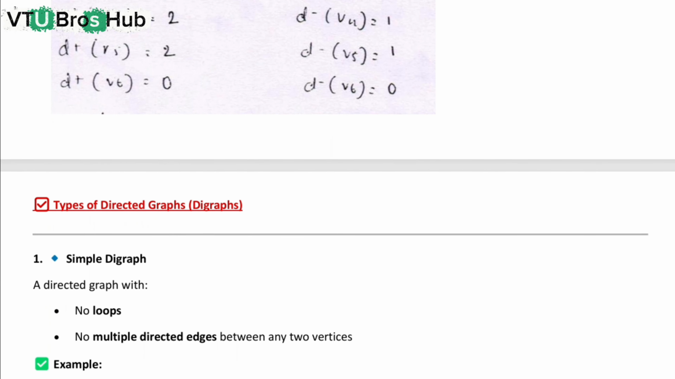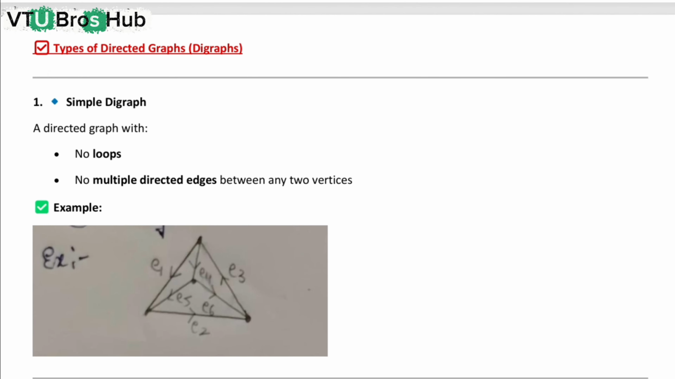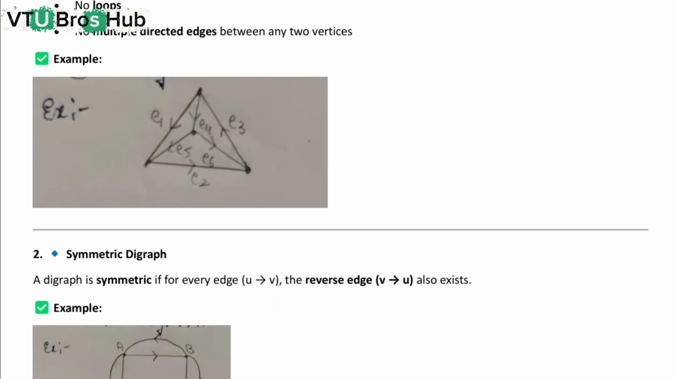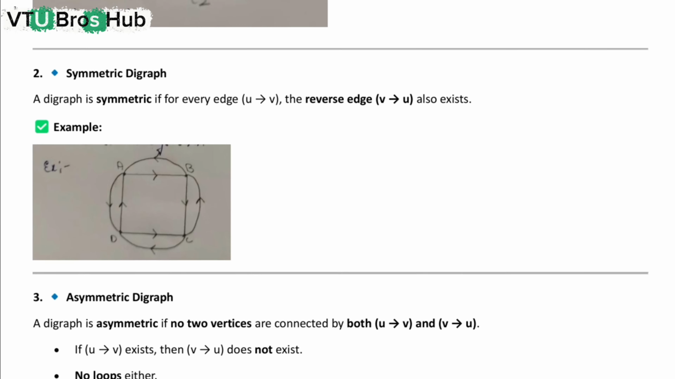Types of directed graphs, also called digraphs. Question. Explain different types of digraphs with suitable examples. 1. Simple digraph. A simple digraph is a directed graph with no loops and no multiple directed edges between the same pair of vertices. Observe the example diagram shown. 2. Symmetric digraph. A digraph is symmetric if for every edge from U to V, the reverse edge from V to U also exists. Check the example graph for clear symmetry.